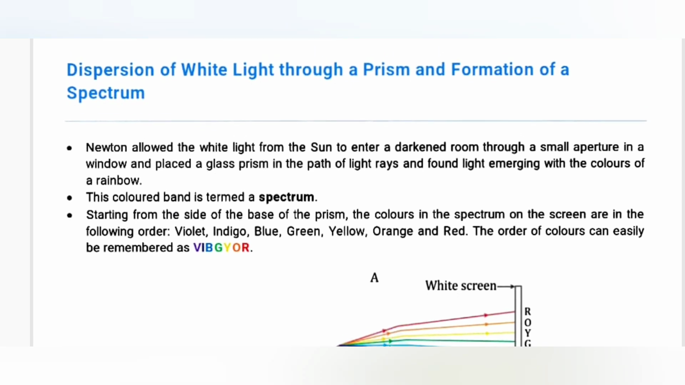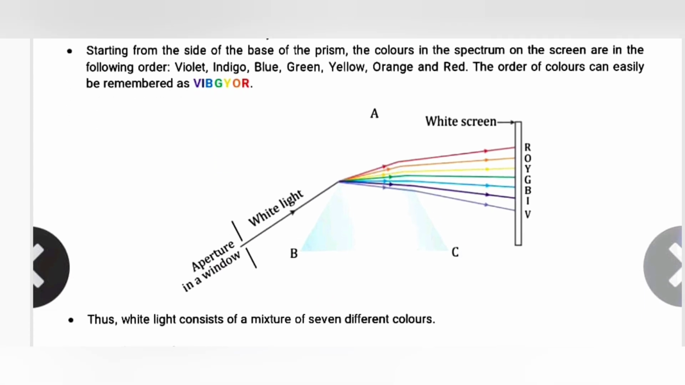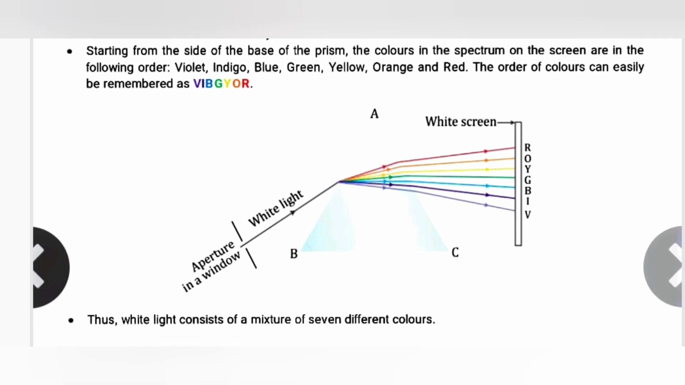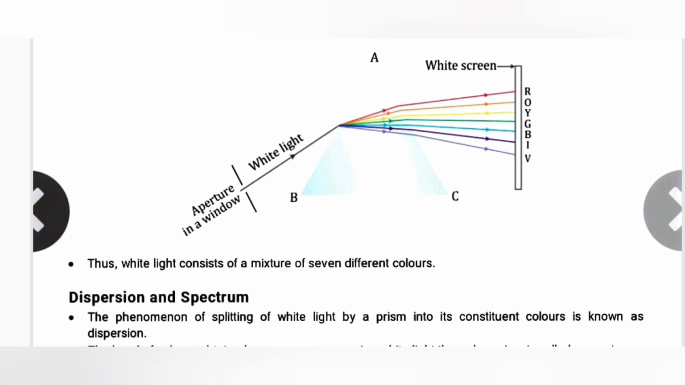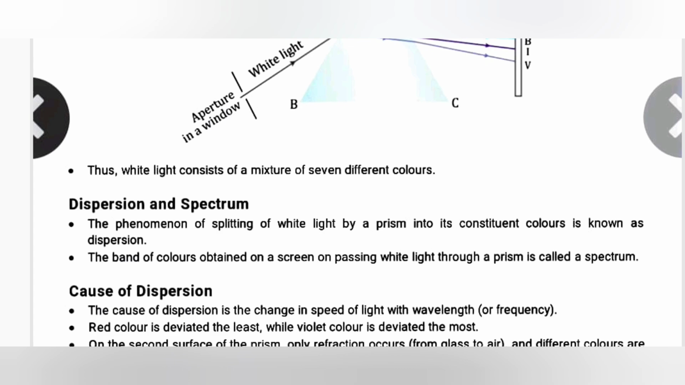Now, dispersion of white light due to a prism and formation of a spectrum. When white light passes through a prism, it decomposes into seven colors, which are VIBGYOR: violet, indigo, blue, green, yellow, orange, and red. Because of this, a rainbow is also formed, as a drop of water acts as a prism. Now dispersion and spectrum. The phenomenon of splitting of white light by the prism into its constituent colors is known as dispersion.